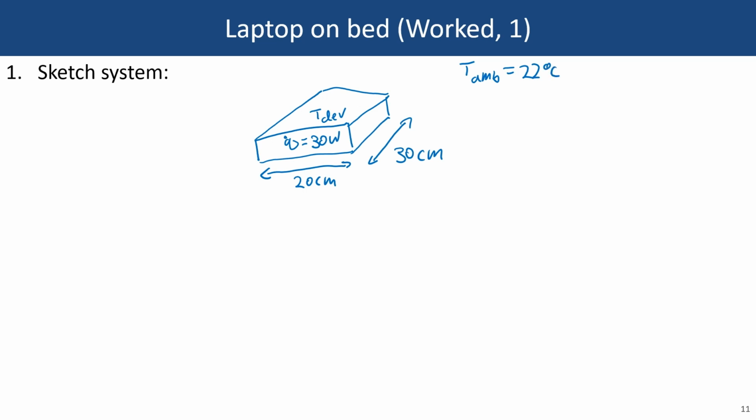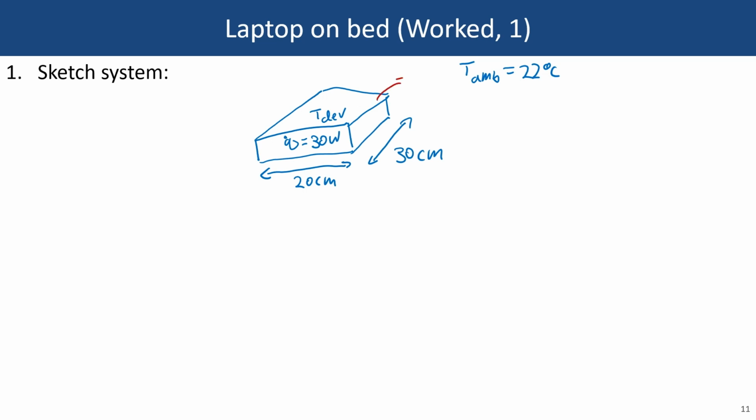And what's going to happen is that this laptop is going to generate that heat. That heat's got to go somewhere. If it's sitting on a blanket, it might be pretty well insulated underneath. So let's just assume that that heat has to leave the top of this rectangle to the room, and it's going to leave through two different paths.